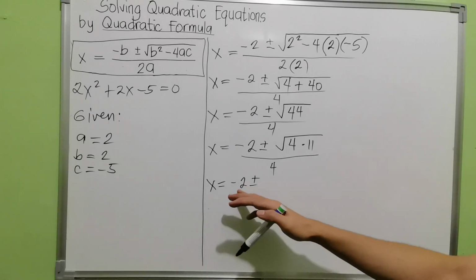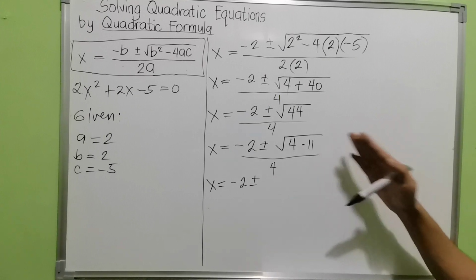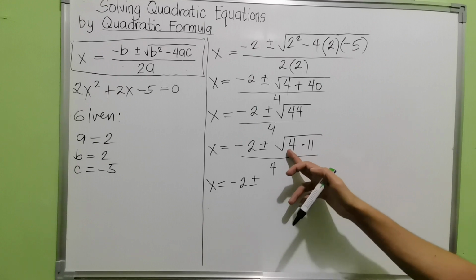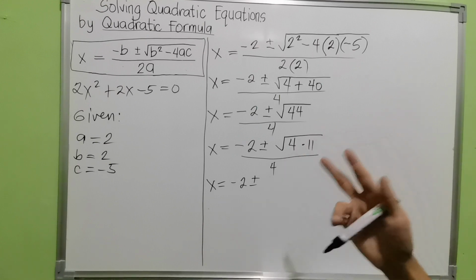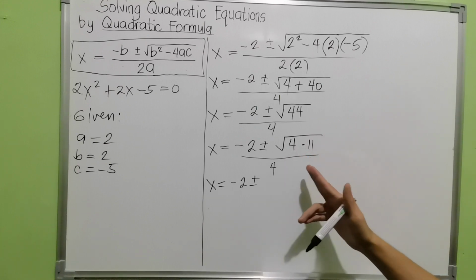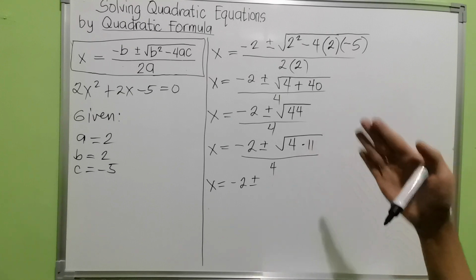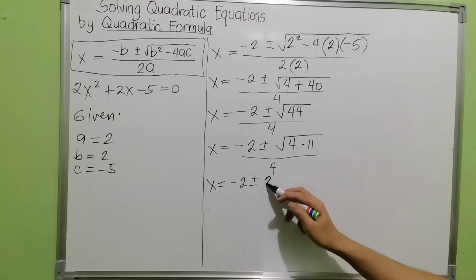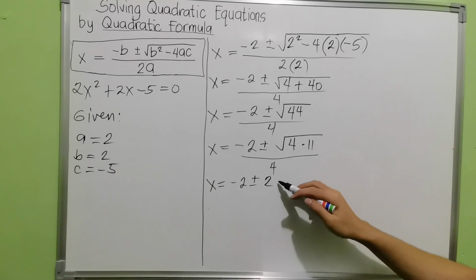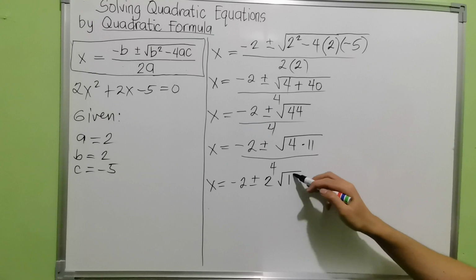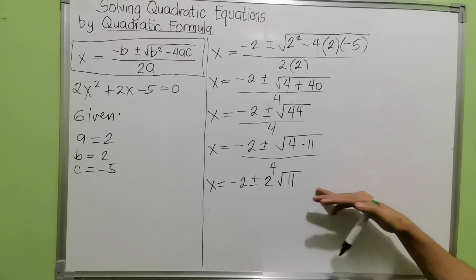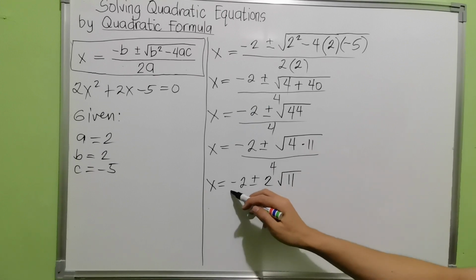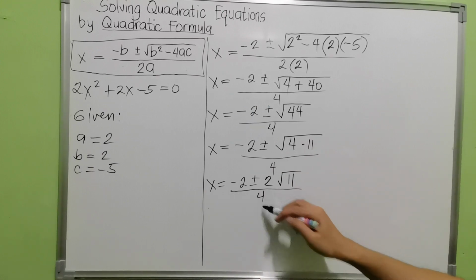We copy negative 2 plus or minus, then simplify the numbers inside the radical sign. The square root of 4 is 2, because 2 times 2 is 4, so we write it outside the radical sign. The square root of 11 remains square root of 11, because 11 is not a perfect square. All divided by 4.